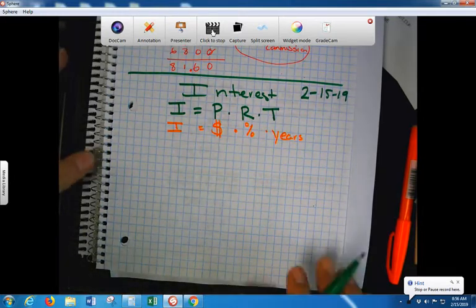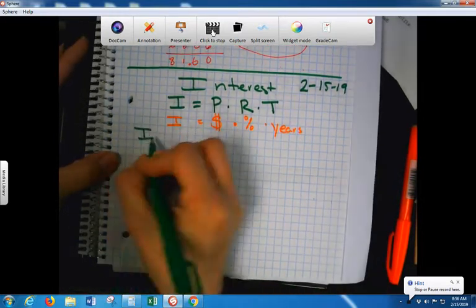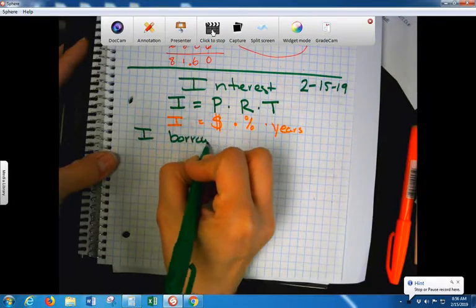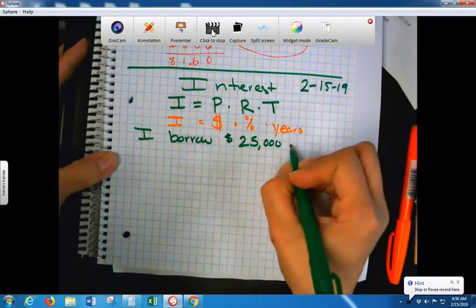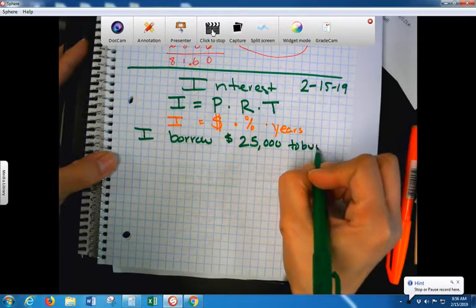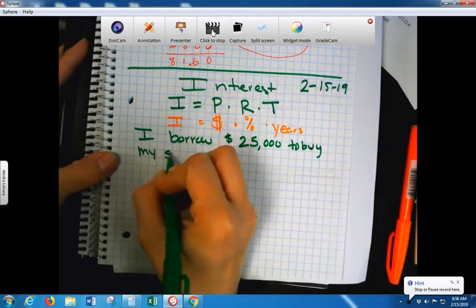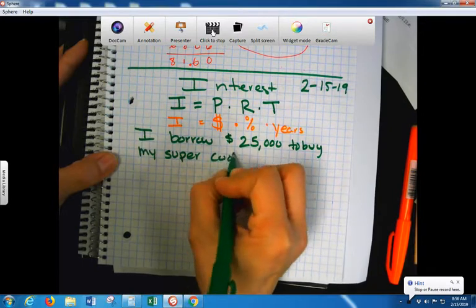Okay, so let's say I borrow $25,000 to buy my super cool car.